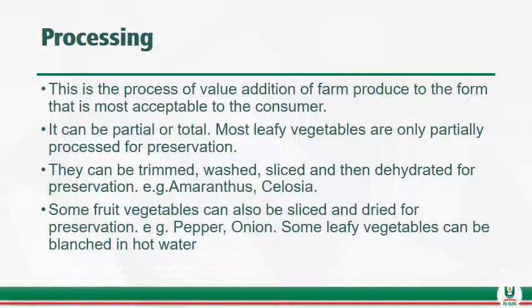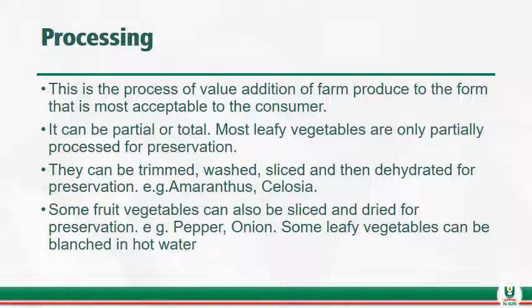One here is processing, and processing simply means value addition to your farm produce in a form that is more acceptable and more attractive to the consumer. This processing could be partial, just halfway, like your vegetables. You don't need to process your vegetables a lot because they are consumed fresh. Or it may be total, like your oranges. You may convert them to juice. You may process them to jam, whatever is acceptable to your consumer. So mostly vegetables are usually partially processed or preserved.